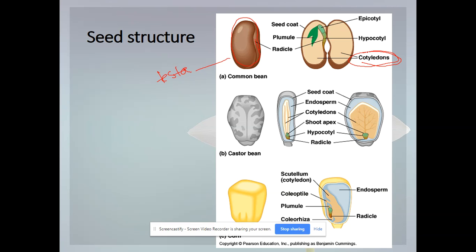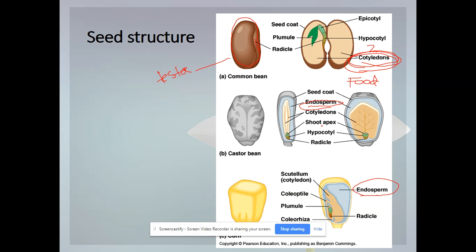And the food is either going to be in the form of cotyledons. In the bean, which is a dicot, there's actually going to be two cotyledons. If we're looking at corn, there's only going to be one cotyledon. It's a monocot. Food can also come in the form of endosperm. So endosperm and cotyledon are both going to provide food for the developing baby plant, for that sprout.